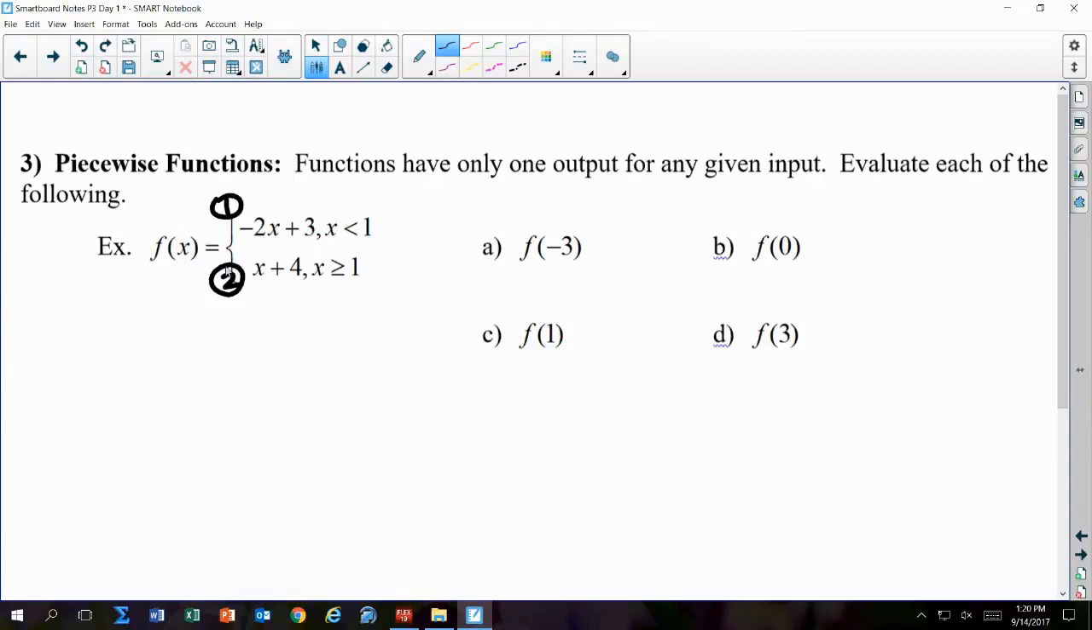If I want to evaluate f of negative 3, which part of that function would I plug it into? 1 or 2? 1, because negative 3 is a number that's less than 1. Okay? So I plug it in, I get negative 2 times negative 3 plus 3. We get 6 plus 3, which gives me 9.